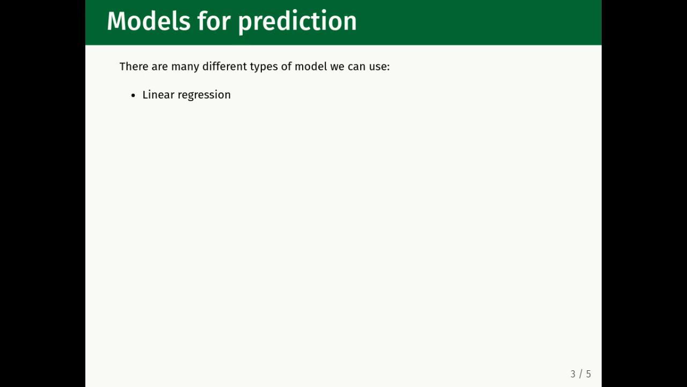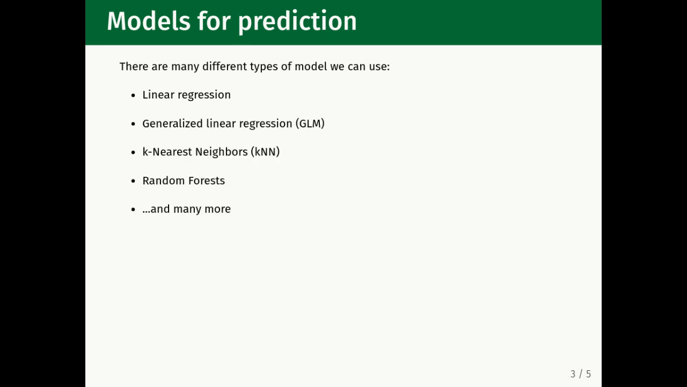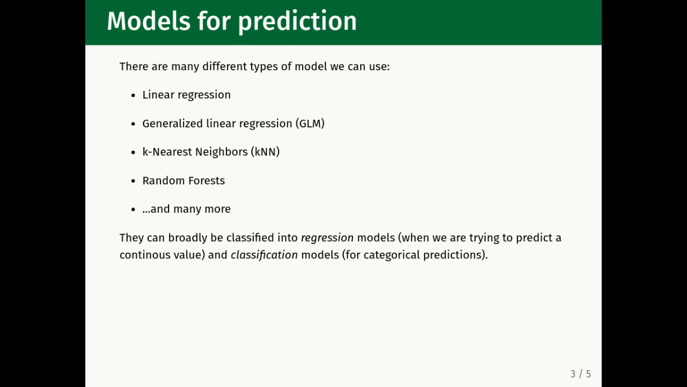Now, as I have hinted at, there are many different ways we can create models. You are familiar with linear regression, where we predict a continuous response variable as a linear combination of one or more explanatory variables. But there are many alternatives. You don't have to worry too much about this list. I have put it here mainly to illustrate the diversity of options. However, we can break down most models into two categories: regression models, which predict a continuous value, and classification models, which make categorical predictions.